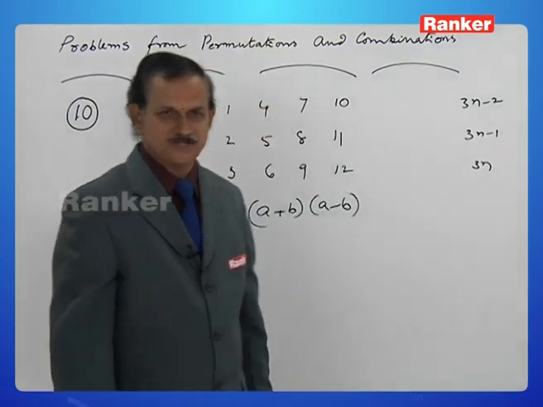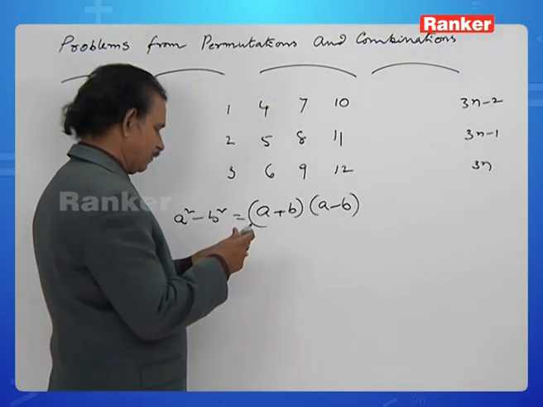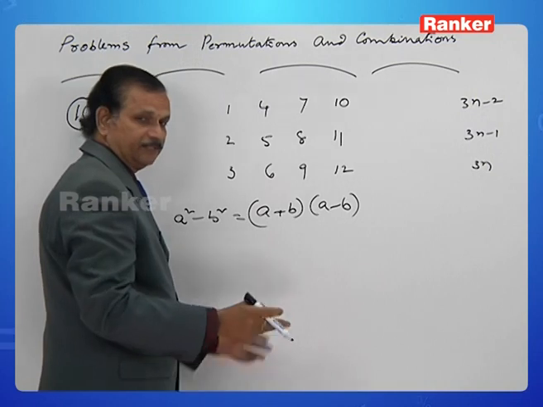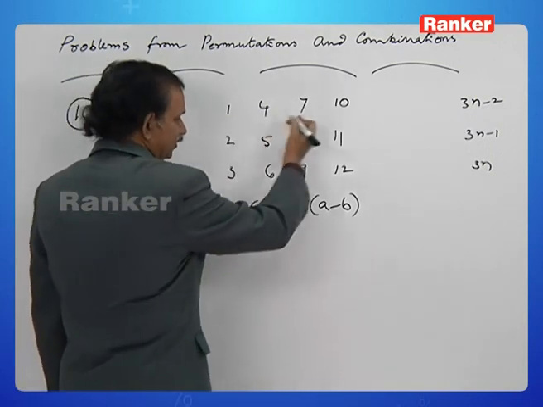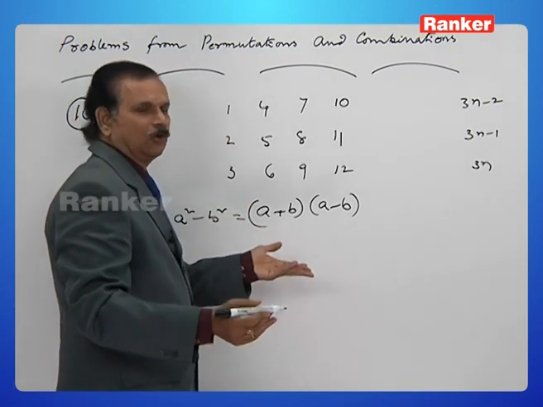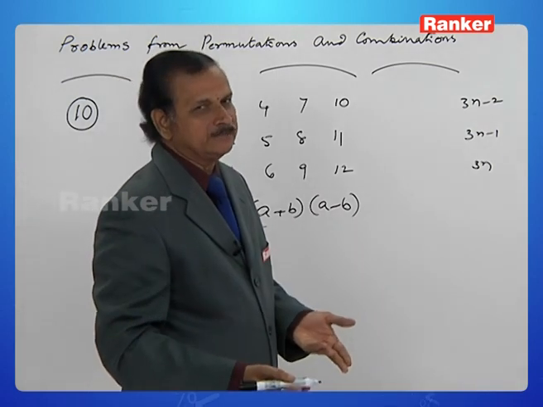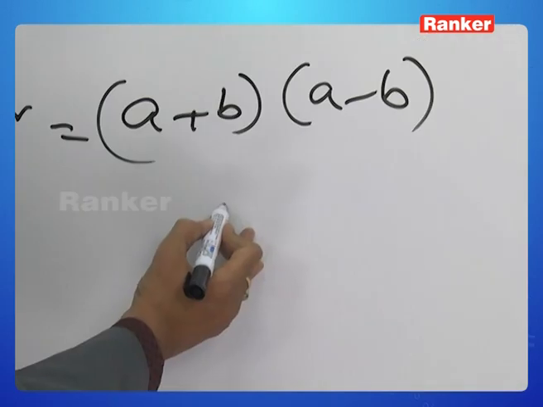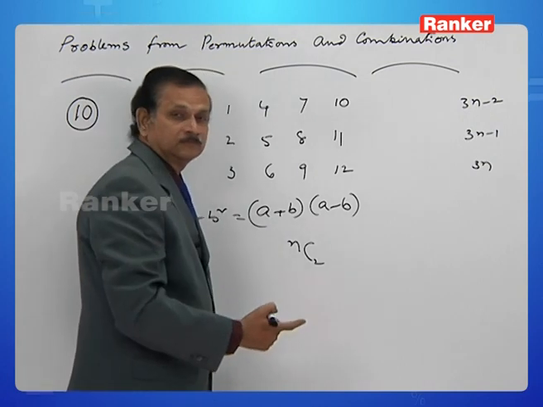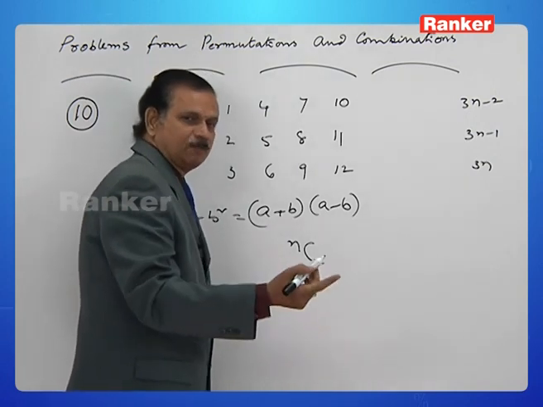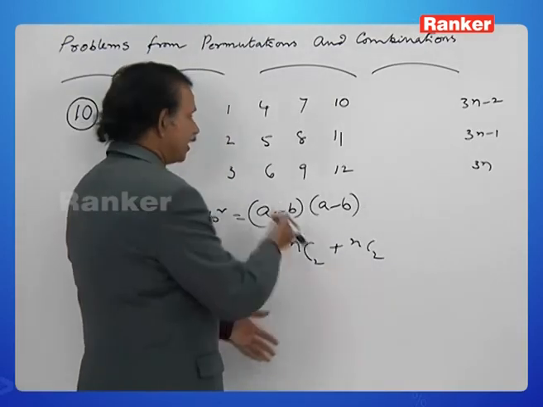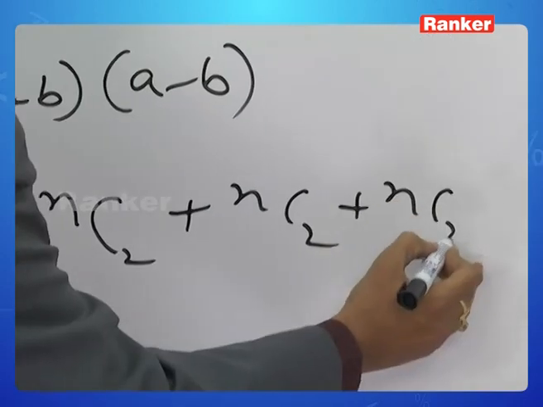How many ways can you do that? First of all, if you take any two numbers in a row, the difference is divisible by 3. How many numbers are there in the first row? n. Altogether 3n numbers are there, so each row contains n natural numbers. Out of those n, you can choose 2 in nC2 ways. Any two numbers here have their difference divisible by 3. Therefore, this row also you can choose 2 numbers. Similarly, this row also you can choose 2 numbers.